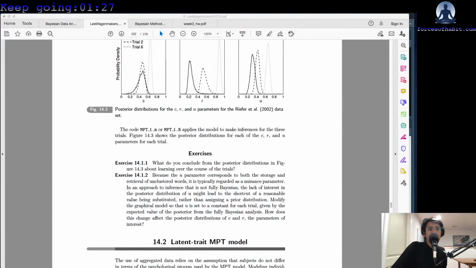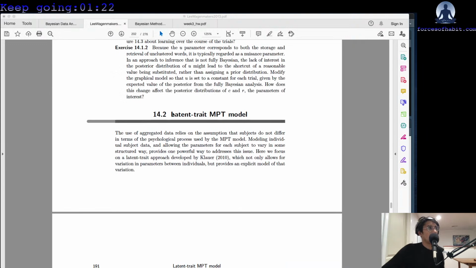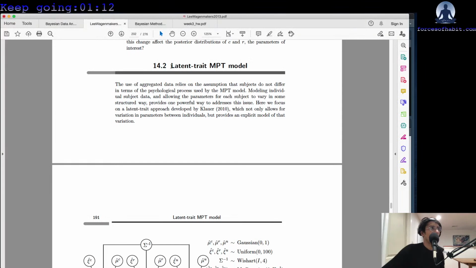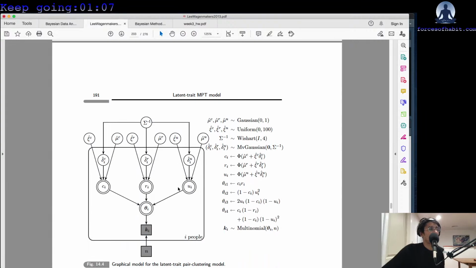Alright, so next time we're going to keep moving forward and do latent trait. It looks like multinomial processing trees, but now we're going to introduce this idea of there being latent traits as well. And this looks super, super cool. So I'm excited to get right into that tomorrow.